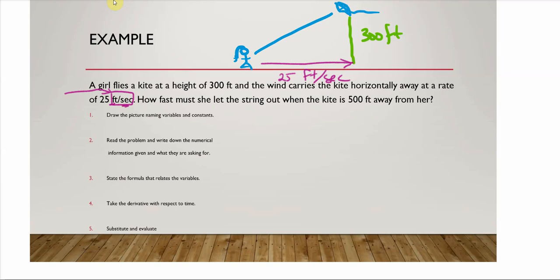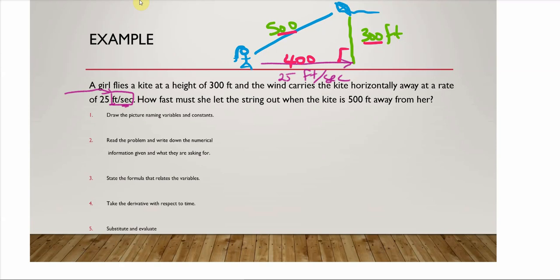Now it says, how fast must she let go of the string? How fast must she let the string out when the kite is 500 feet away from her? So that means that this one here is going to be 500. Well, I know from geometry that, Mr. Quintana, if this is 300 and this is 500, that's a 3, 4, 5 triangle. So that means that this length here is going to be 400. Okay, so you could have done the Pythagorean theorem if you wanted to.